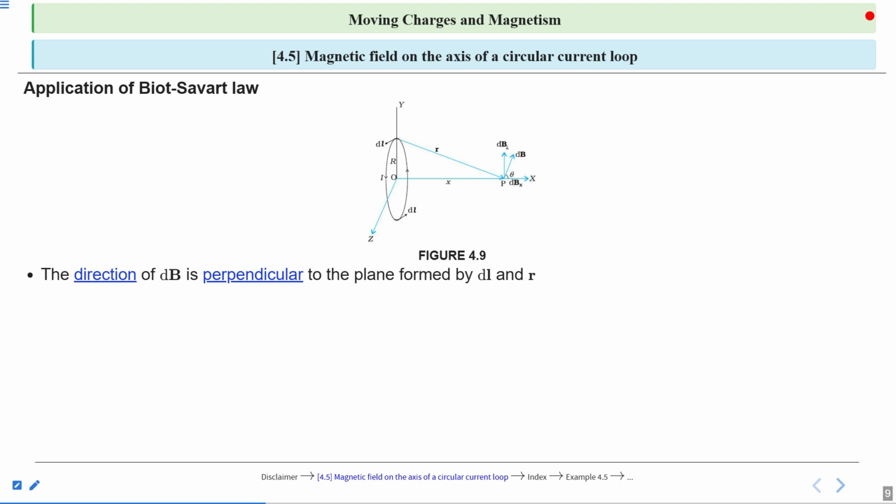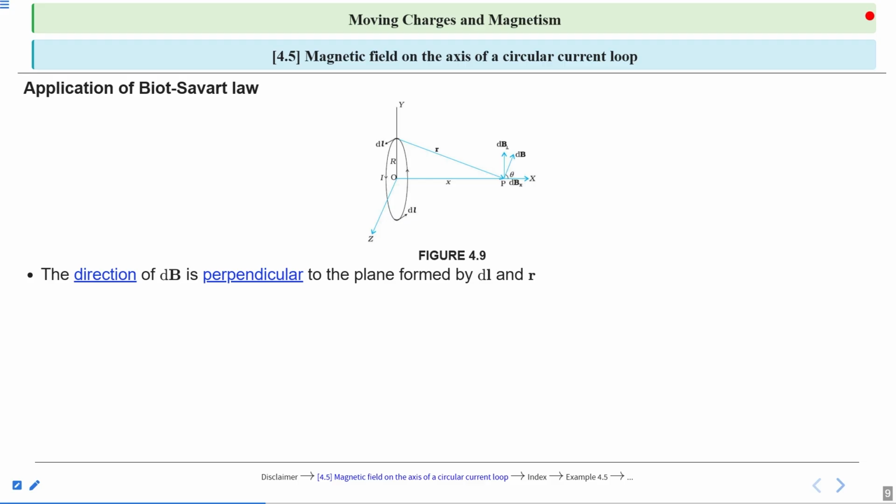It is also represented in the diagram. dB is perpendicular to the displacement vector, and it is also perpendicular to dl. If you are not understanding this plane term, that dB is perpendicular to the plane formed by dl cross r, you can also interpret it in other words: dB is perpendicular to both dl and r. It is perpendicular to r, as represented in the diagram.